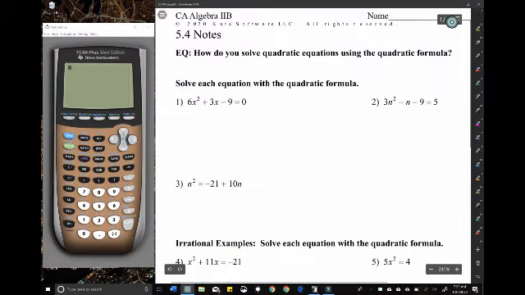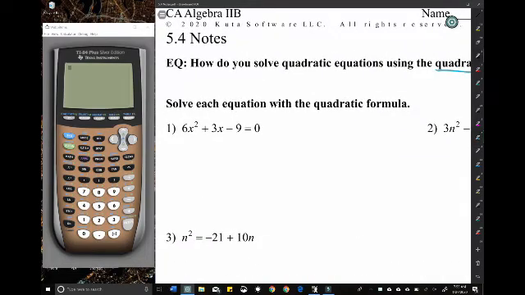Today we are getting into the quadratic formula. So our essential question: how do you solve quadratic equations using the quadratic formula? We've seen a few different ways. Today's is kind of the foolproof way, works for every type of quadratic. And just a reminder, when I mention quadratic equations, those are in the form ax squared plus bx plus c. Anything to the squared power with those coefficients is known as a quadratic, okay?